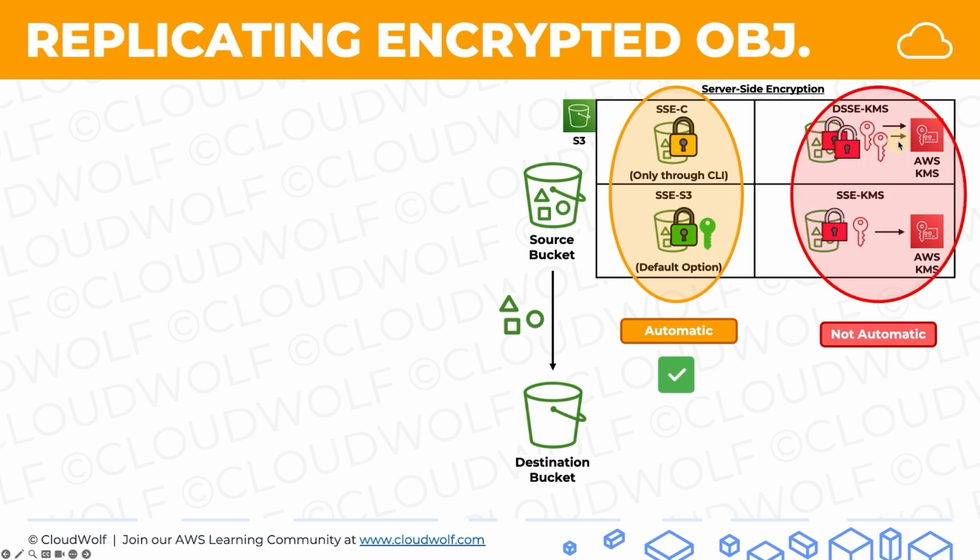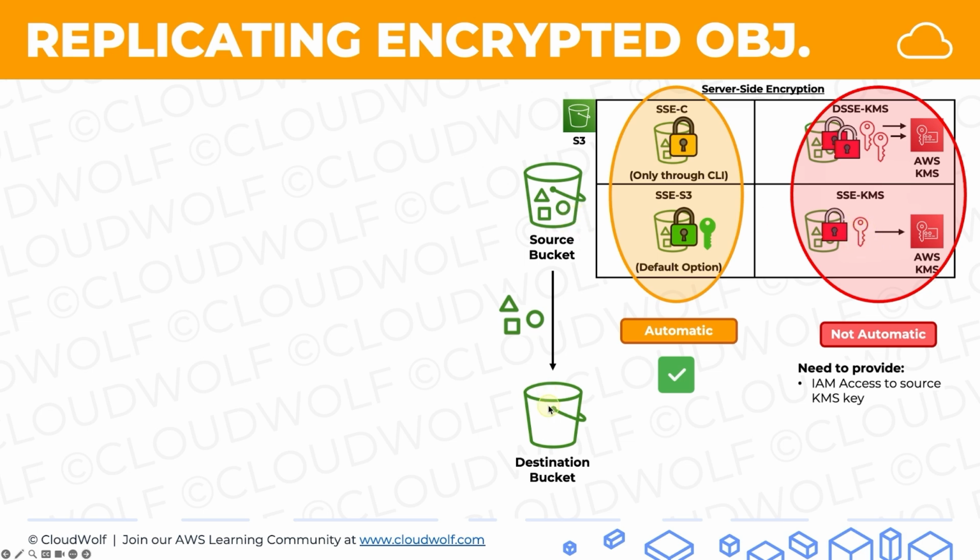Now with these ones, there's a bit more complication. First of all, they're not done automatically. You need to make sure to set it up in order for it to happen. And what actually needs to be set up? Well, you need to provide the following things. First of all, you need IAM access to the source key. So in this bucket, let's look at the example of SSE-KMS, they're encrypted with this KMS key.